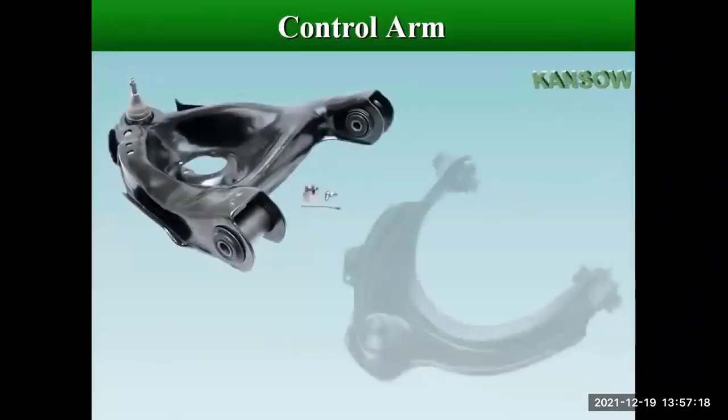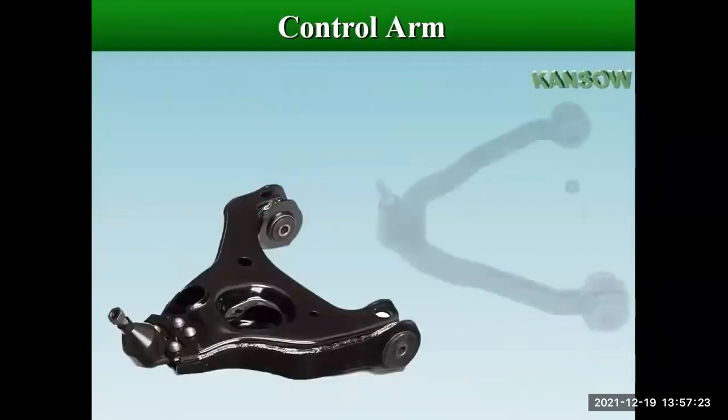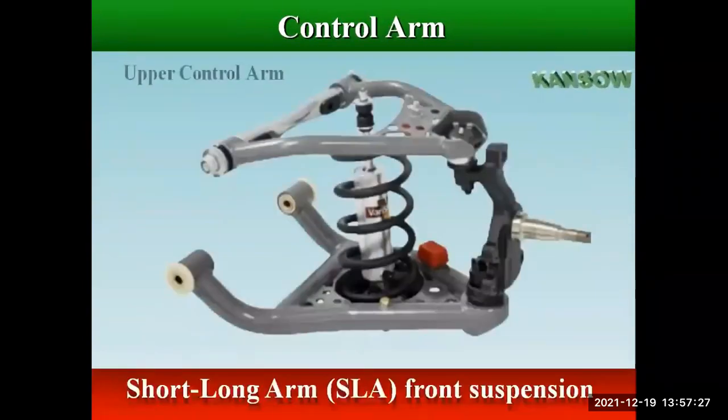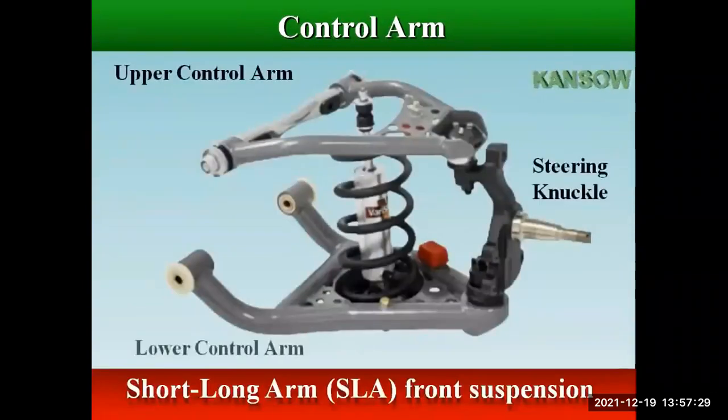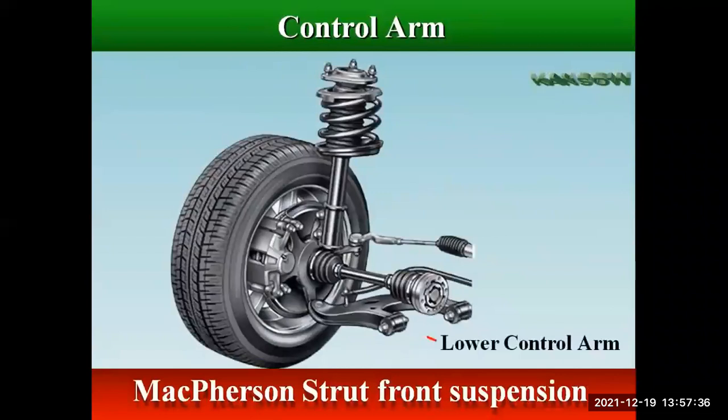Control arm is a movable lever that fastens the steering knuckle to the vehicle's body or frame. Vehicles with short long arm front suspensions have 4 control arms, 2 uppers and 2 lowers. While most strut-equipped vehicles have only 2 lower control arms in the front suspension.